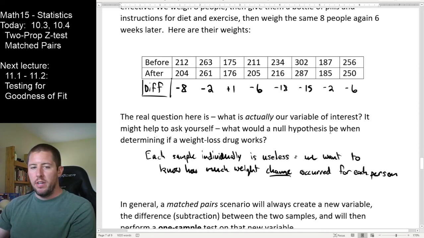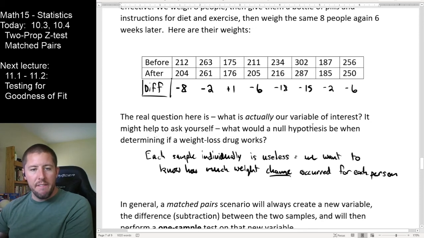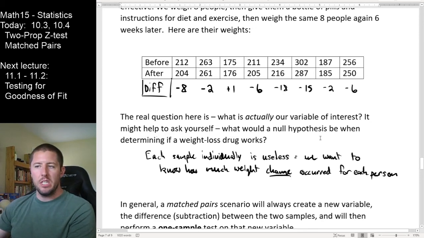Our variable of interest is the difference in the 2 samples. How much change has occurred, and is that change equal to 0 or not? Or is there a statistically significant difference from 0 for this change overall?